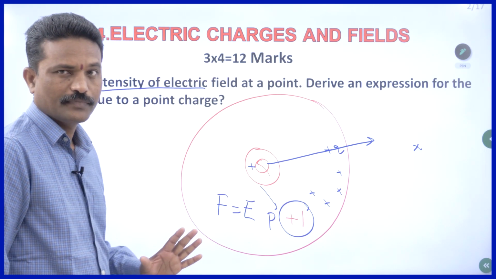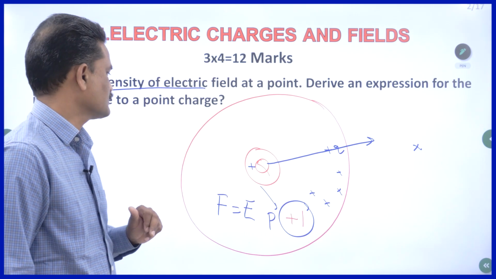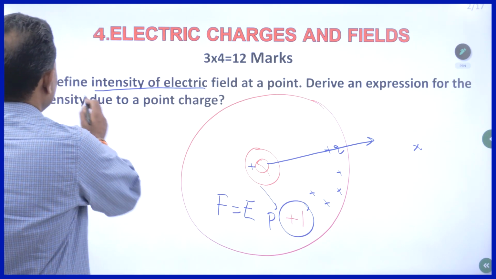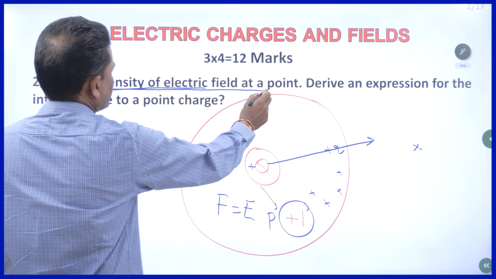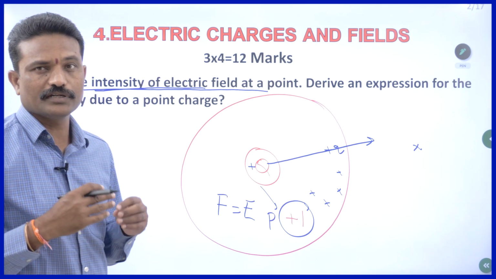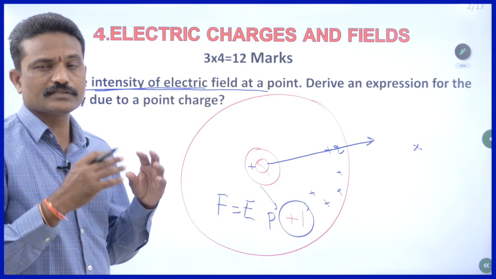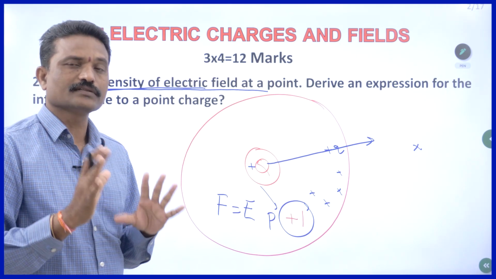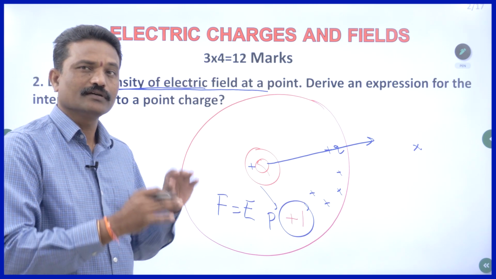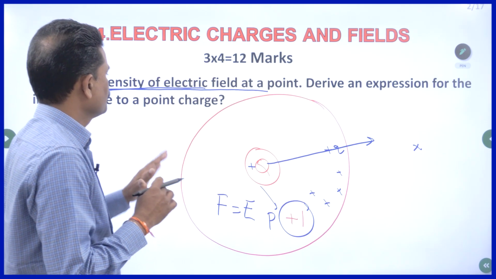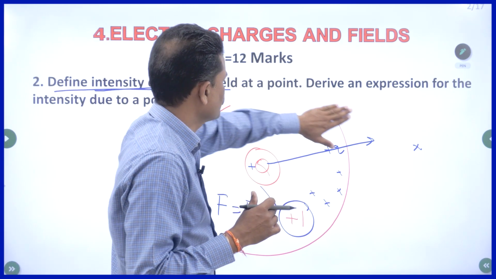It is not the same at all the places in this case, right? So you have to define intensity of electric field. It is nothing but the force acting on a unit positive charge placed at a point in the electric field. E is defined as the intensity of electric field at that particular point. Is this clear? Right. If you write this much, you will be getting 1 mark.